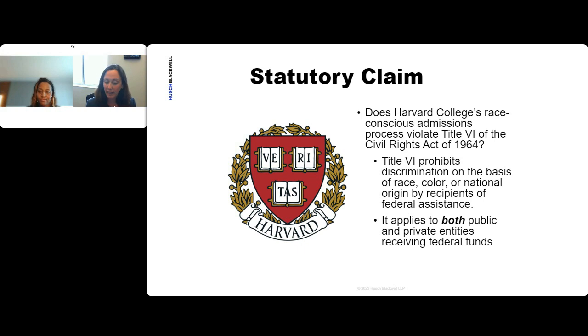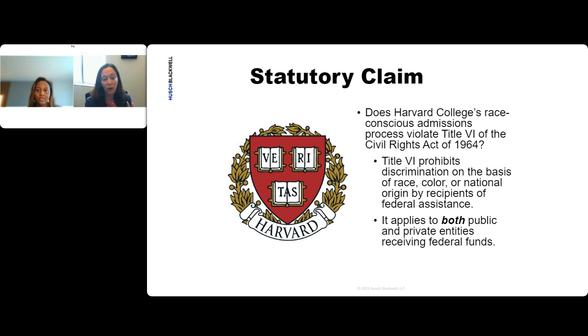So just to quickly highlight, as Taronda mentioned, want to make a distinction here about the statutory and constitutional claims at issue in both of these cases. And that becomes important when we consider the potential impact that this case may or may not have on employment-based initiatives. So because Harvard is a private university, the Equal Protection Clause doesn't apply.